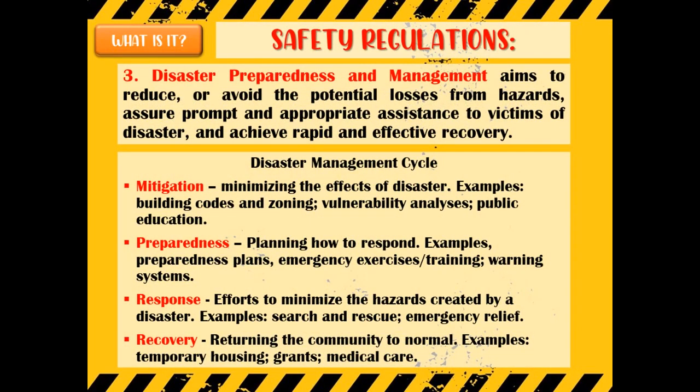And the last in safety regulations is the disaster preparedness and management. It aims to reduce or avoid the potential losses from hazards, assure prompt and appropriate assistance to victims of disaster, and achieve rapid and effective recovery. In the disaster management cycle, there are 4 types: the mitigation, preparedness, response, and recovery. In mitigation, it is minimizing the effects of disaster. Examples: building codes and zoning, vulnerability analysis, public education.